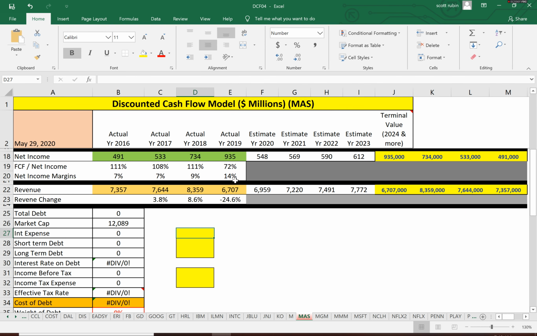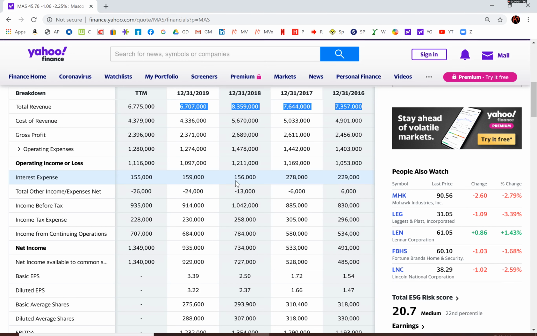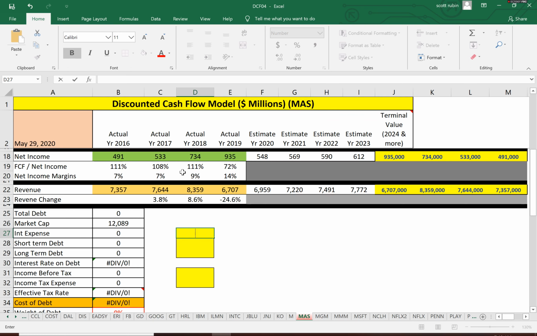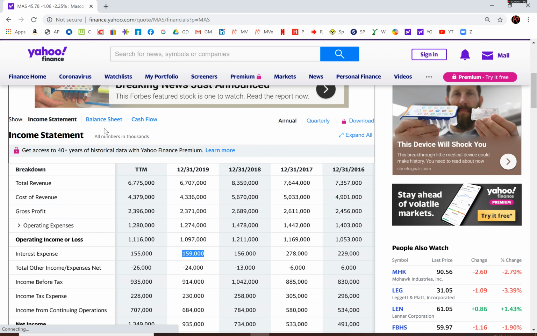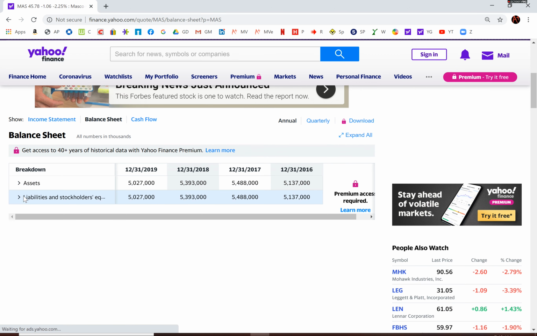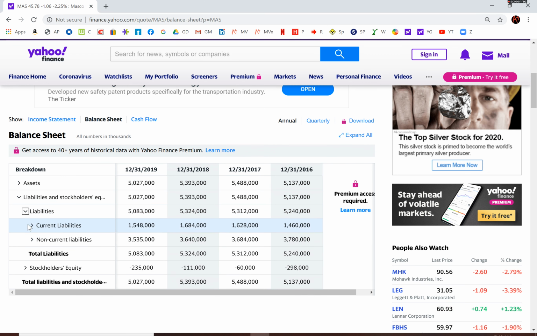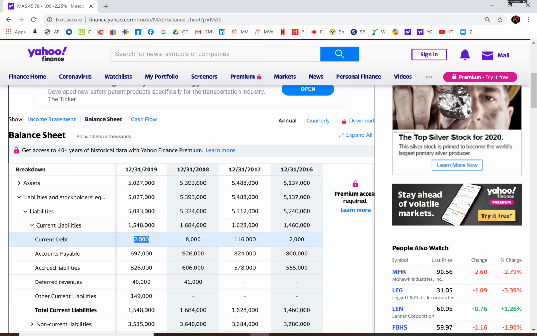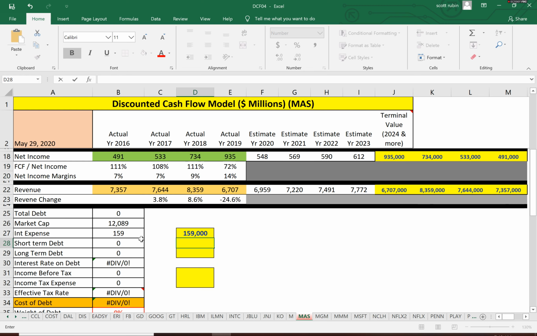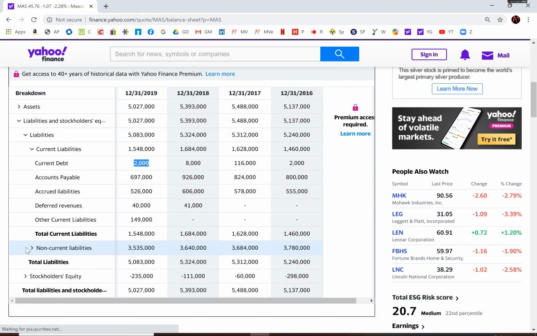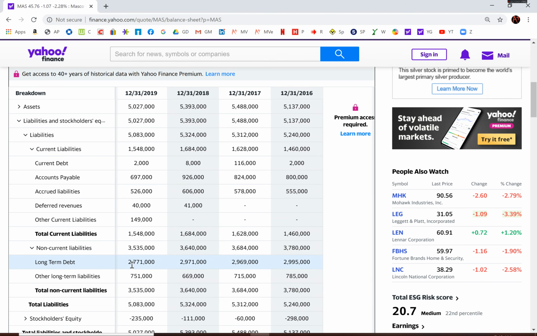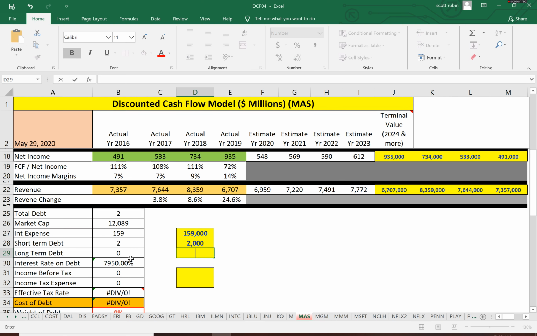Now we need to look at the capital structure of Masco and figure out the discount rate we need to apply to future cash flows. So the interest expense this company pays on its debt is $159 million. Now let's find out how much debt they have. Let's go to the balance sheet, liabilities. Current liabilities is the current debt, only $2 million. And non-current liabilities is the long-term debt. That's debt due past 1 year, and that's $2.8 billion.